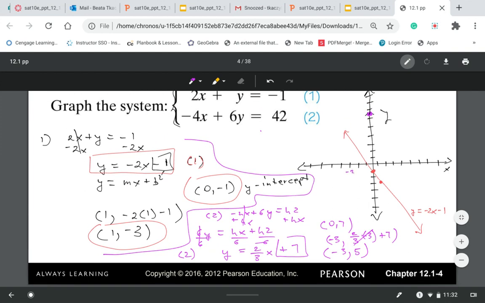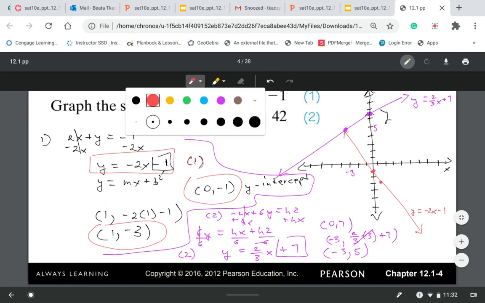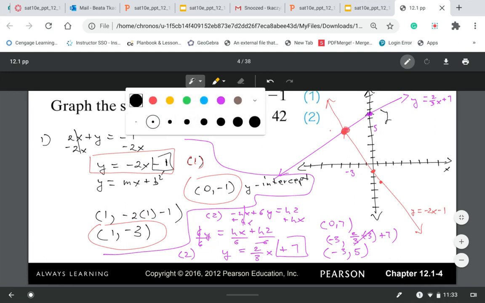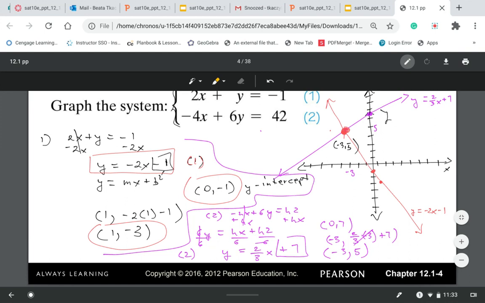Negative 1, negative 2, negative 3 comma 5. 1, 2, 3, 4, 5. Negative 3 comma 5 right here. Okay, so this is our second straight line, again y equal 2 over 3x plus 7. And I'm going to extend the first straight line right here. And like you see, those two straight lines intersect at this point, which is negative 3 comma 5. And that point, negative 3 comma 5, is the solution of the system of equations.